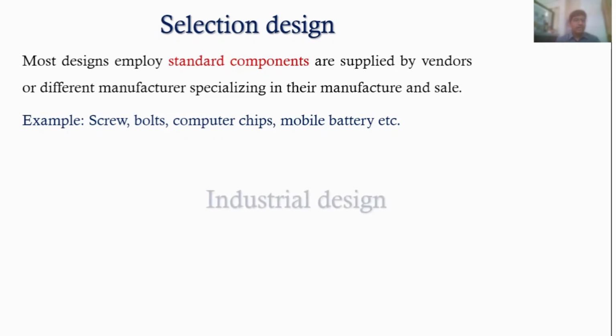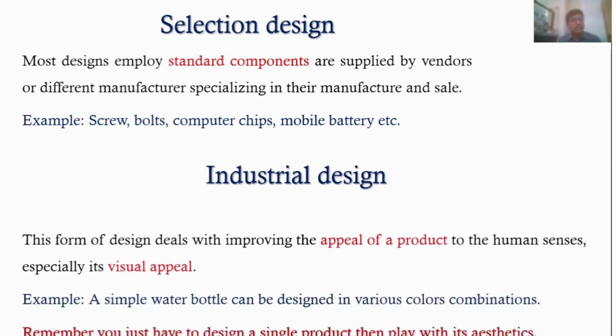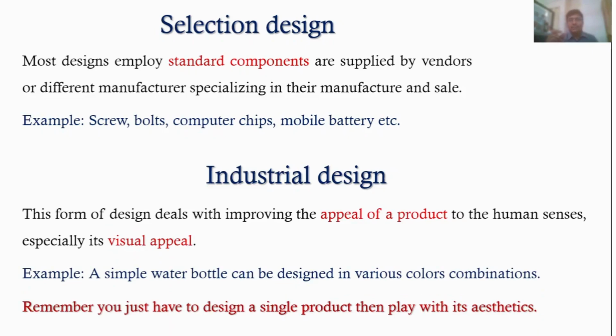Now the next type of design, and the last, the fifth type of design, is industrial design. What is the meaning of industrial design? Industrial design basically deals with the visual appeal of the product. What does that mean? If you have designed a single product, let's take the example of a water bottle. You designed a water bottle.